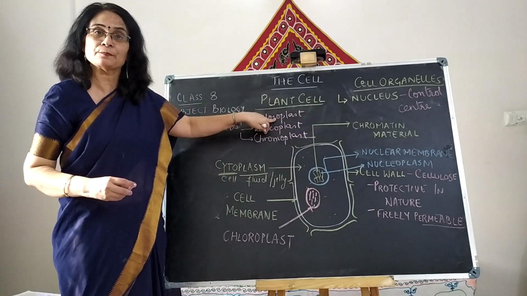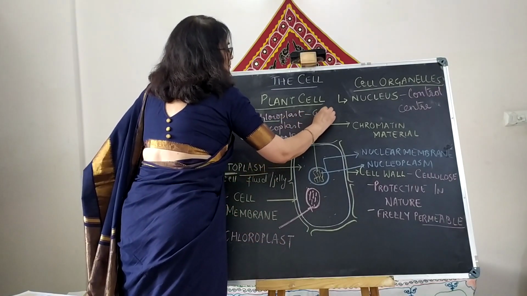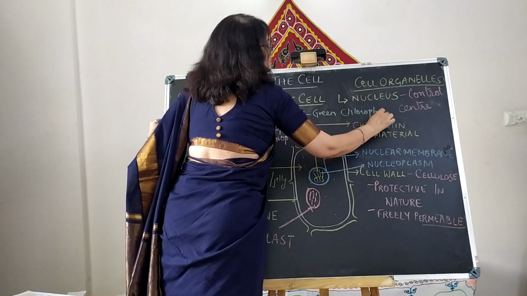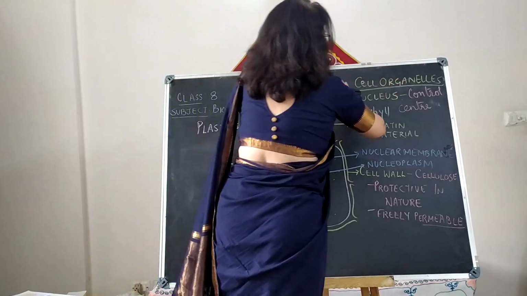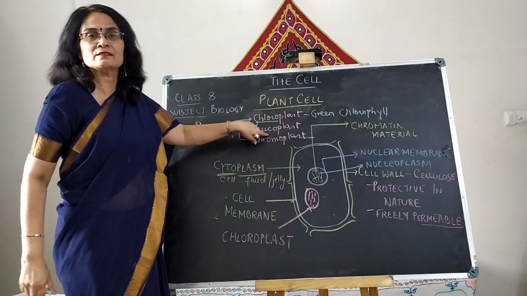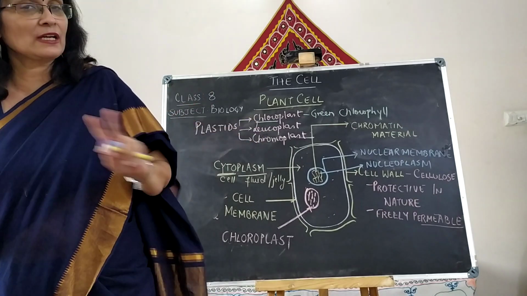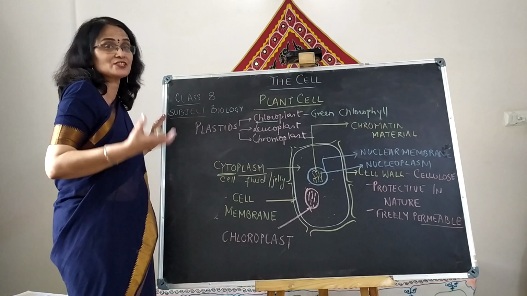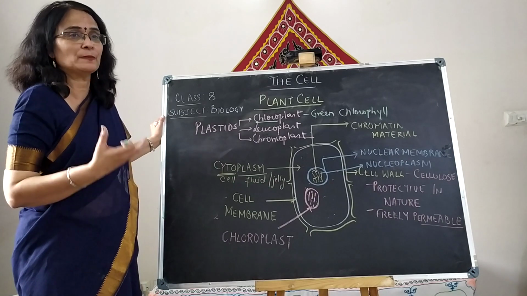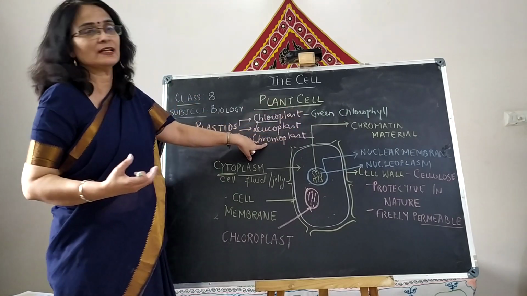Chloroplast. Chloroplast is the plastid which contains, let me write it, green pigment known as chlorophyll. The next plastid is leucoplast. Leucoplast is the one which is going to be colorless. It is going to store a lot of starch and other food material. The chromoplast is what gives color to the plant and has colored pigments. Like this has the green pigment, this has the colored pigment.